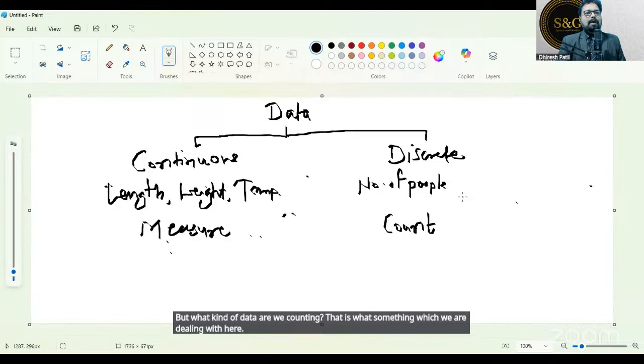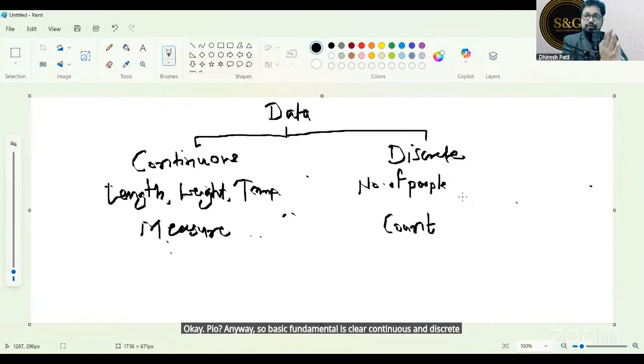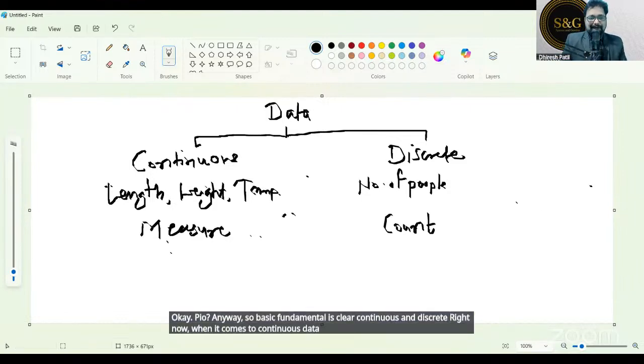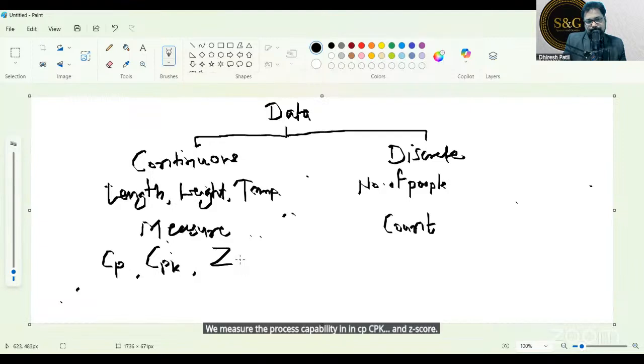Okay, clear? Anyway, so the basic fundamental is clear, continuous and discrete, right? Now, when it comes to continuous data, we measure the process capability in CP, CPK, and Z score, or we can say the Z bench score. Make a note of this.